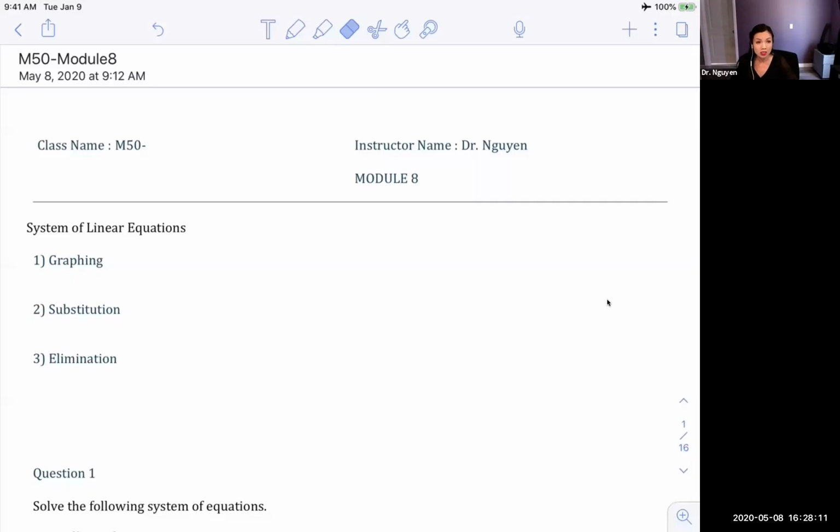Hi class, today we're going to talk about systems of linear equations. I'm pretty sure you learned about that before, many times in Algebra 1 and Algebra 2, but we still have to redo it because this topic is very important for calculus.